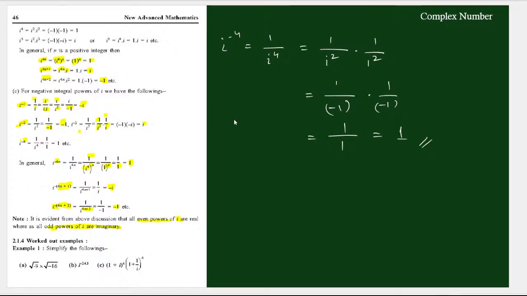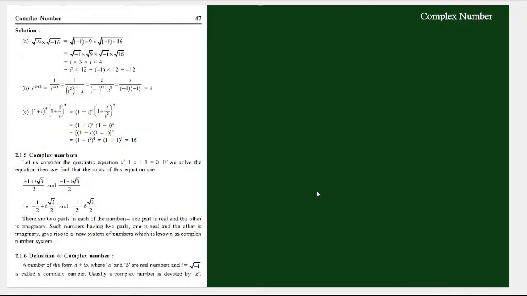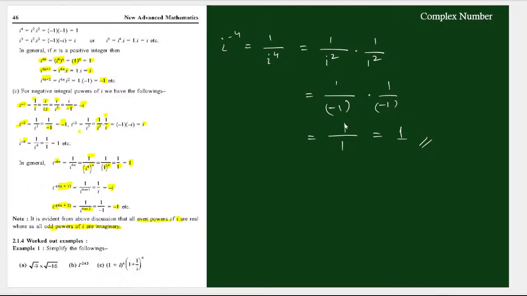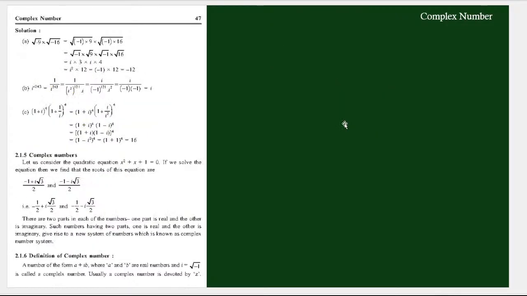Shall we move to the next slide? So you try to do this example by yourself, okay? Solve the example.